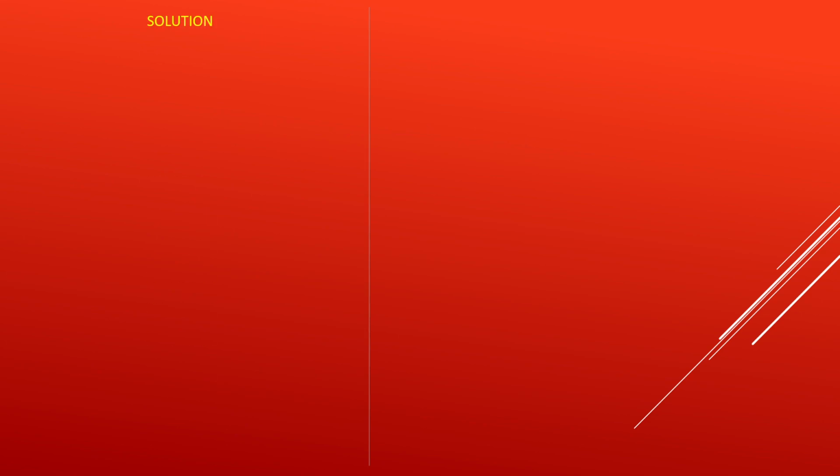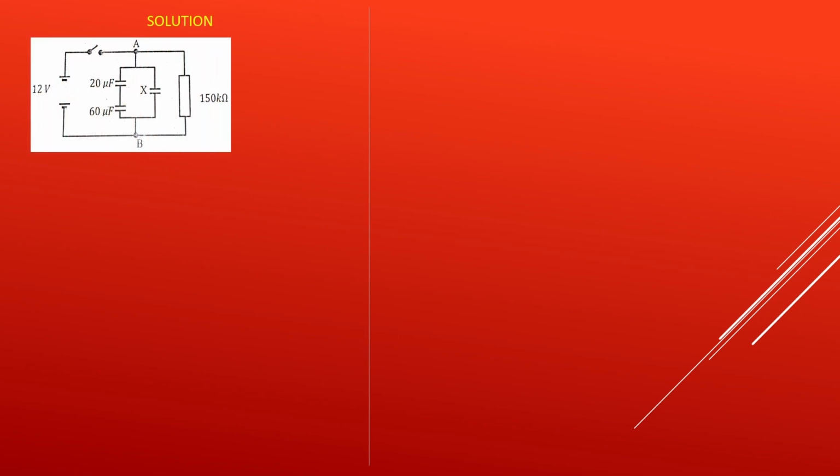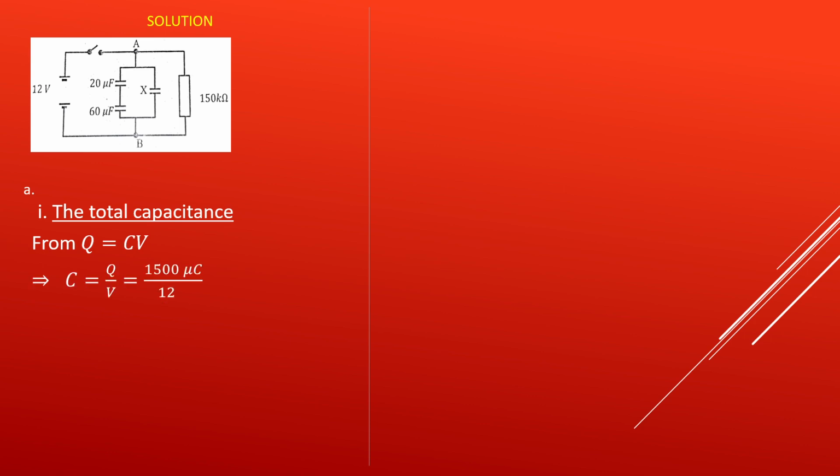Okay, let's go directly to the solution. First of all, we present the diagram so that you should have a clear view. Now, A, they say we should calculate the total capacitance. If you remember, the question has given us the total charge stored on the capacitors, which is 1500 microcoulomb. So to calculate the total capacitance, we use Q equals CV. From Q equals CV, we have that C is equal to Q over V, which is equal to 1500 microcoulomb over 12 volt, which is equal to 125 microfarad.